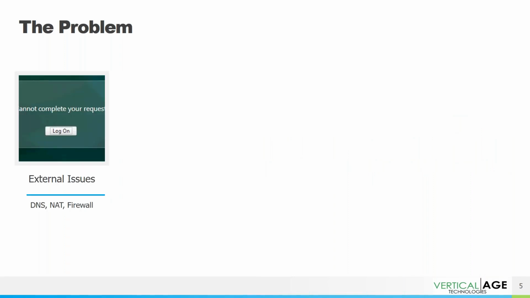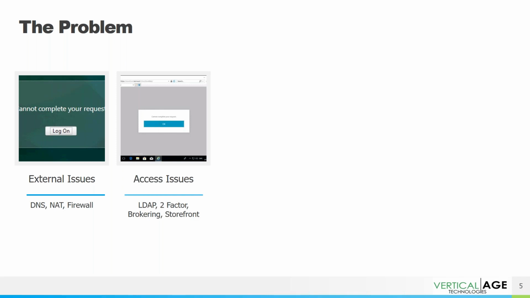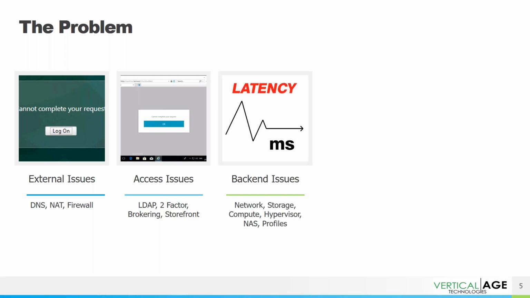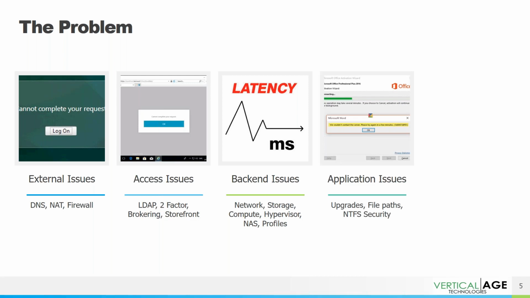We have a slew of different problems out there today. Number one, we have lots of external issues that can involve DNS, NAT, firewall. We have access issues that involve LDAP, two-factor, brokering, StoreFront issues, any of the backend server type stuff, as well as backend issues around network, storage, compute, hypervisor, NAS profiles, all the different elements that EUC brings to the table. There are application issues, whether that involves upgrades, file paths, maybe a program exists on one server but not the other, or just differences in NTFS security.